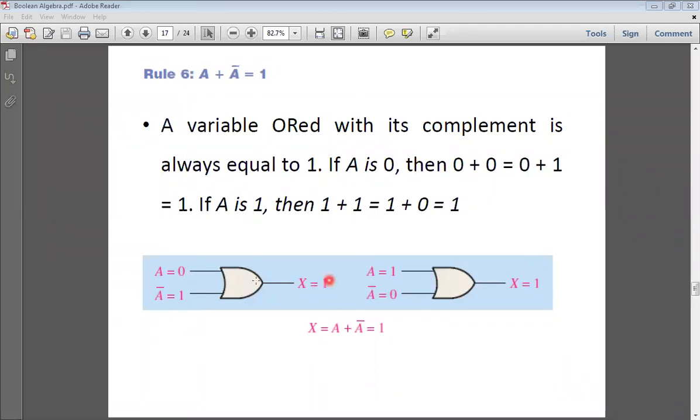Let's see another possibility. A equal to 1. This time A takes 1, and since A is equal to 1, the second input gets its complement. What is the complement of 1? 0. So 1 OR 0 gives us 1. So if you are ORing one variable with its complement, then the result is always 1. That's what rule 6 says.